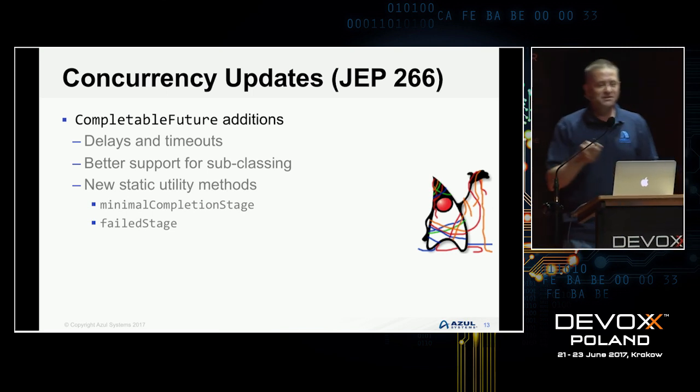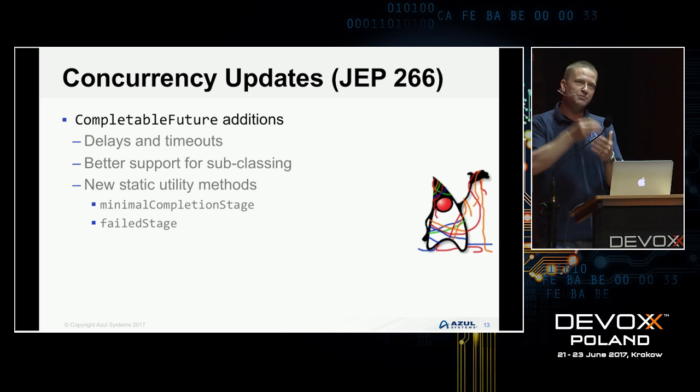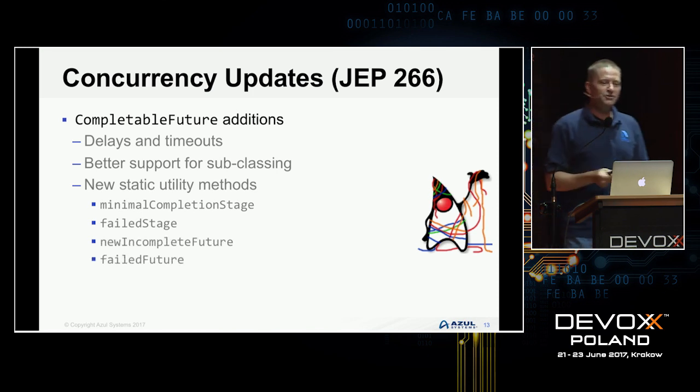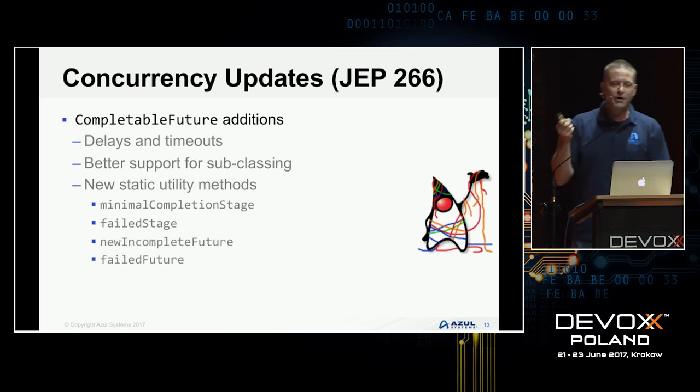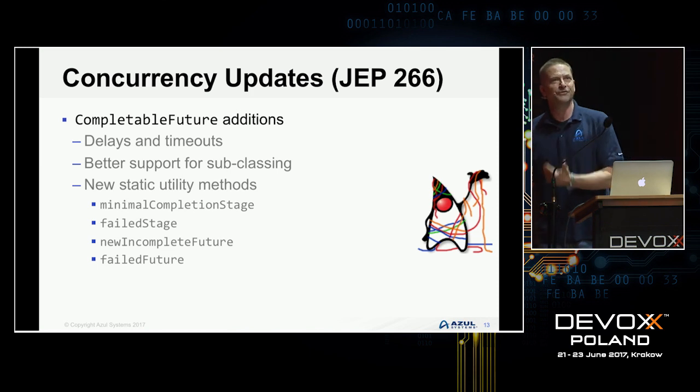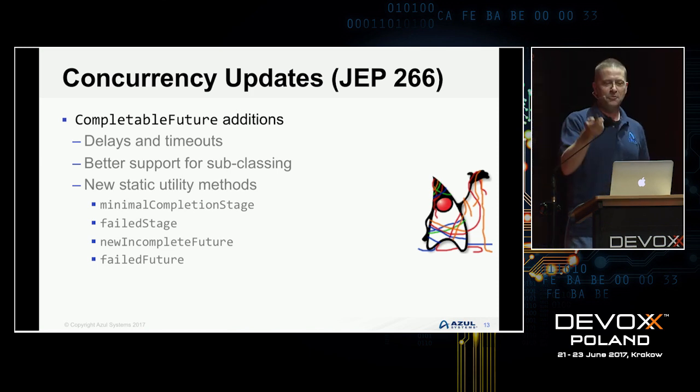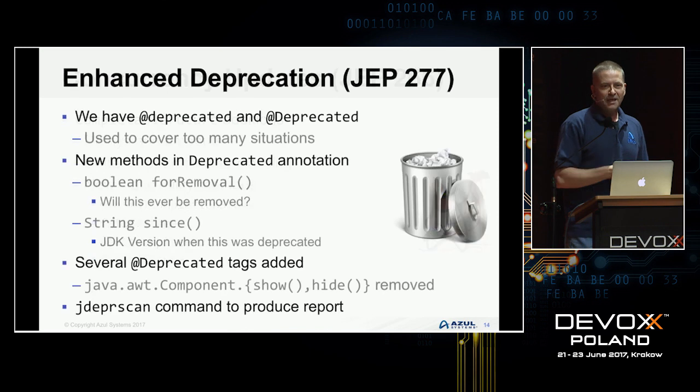They also have this failedStage, which is how you can actually define things when you're linking completion stages together. And then there's 2, which I just like the names of these, a new incompleteFuture and a failedFuture. So there are new static methods.